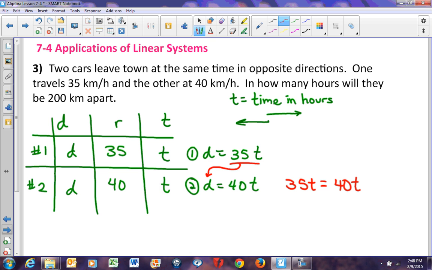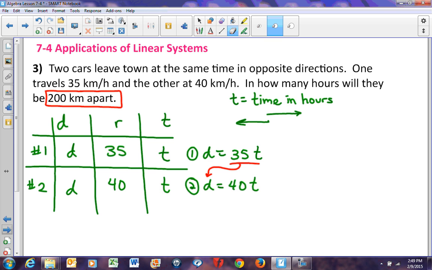Okay? You're going to be going, but that doesn't make much sense. How can 35t equal 40t? Well, really it doesn't. But we have to get into this thing that they are 200 kilometers apart, don't we? And we have to take that into consideration. The distance of the first car plus the distance of the second car has to equal a total of 200 miles, doesn't it? Okay, so let's go back, because substitution is not going to work really well here, is it?